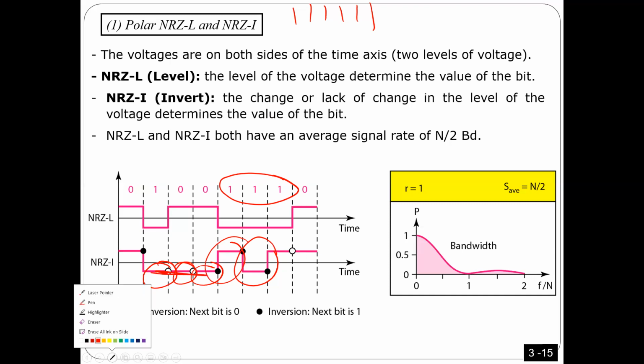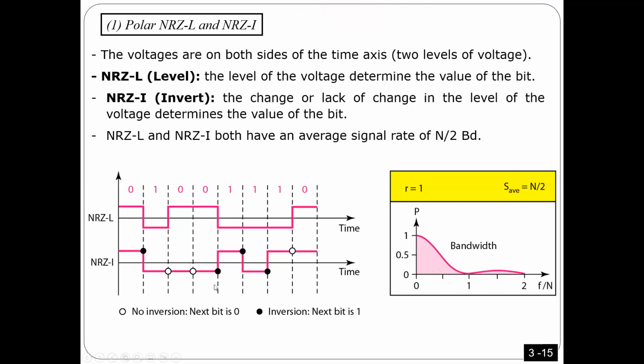Any questions about how it works before I move to the advantages and disadvantages of this one? Here, this one? No, here 0 is always positive volt, 1 is always negative volt. Because we have two versions of them. This is level, the second one is inversion. For level, 0 is going to be positive all the time, and 1 is going to be negative all the time. Is that okay?